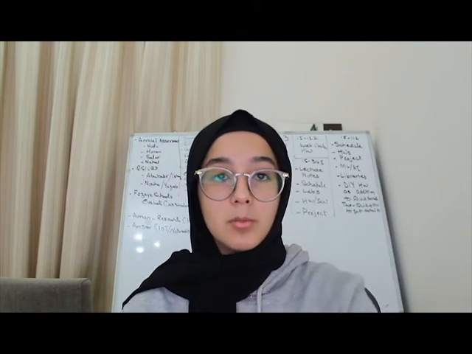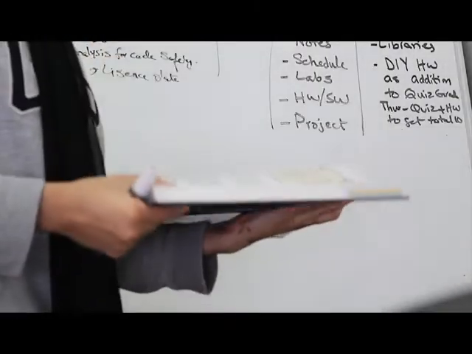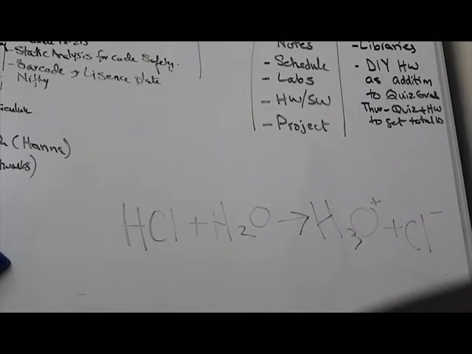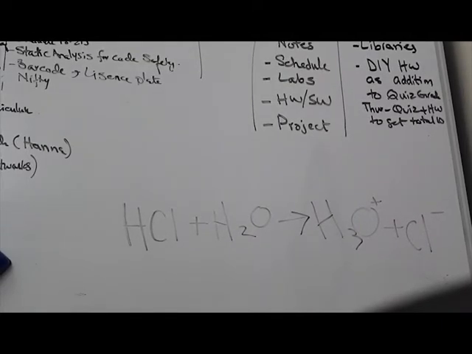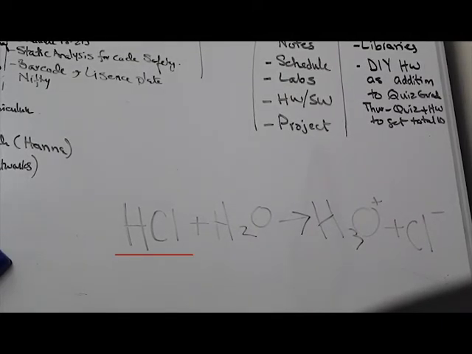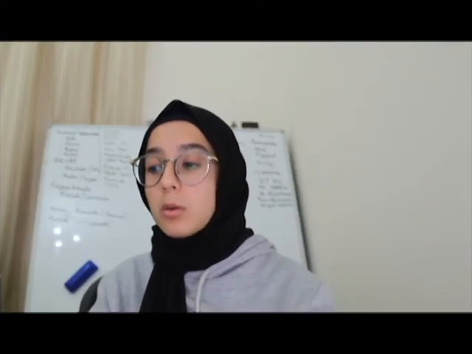An example would be, so I'm using the example from the book, the Bronsted-Lowry acid in this case would be HCl, and it will donate hydrogen to H2O and it will become H3O+ and Cl-.